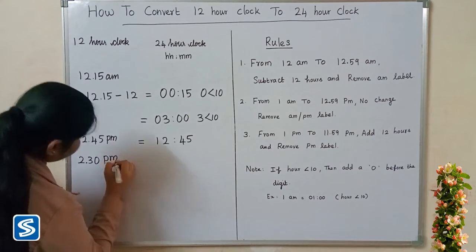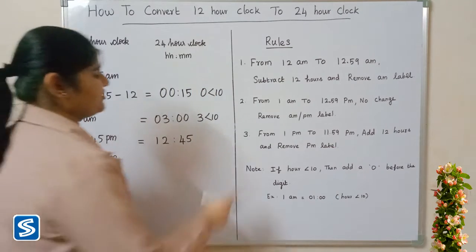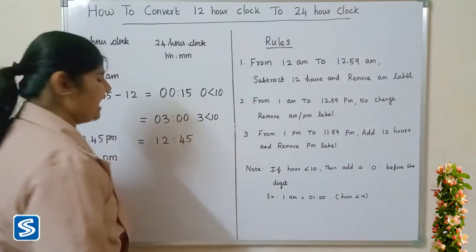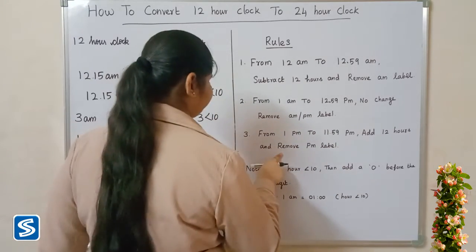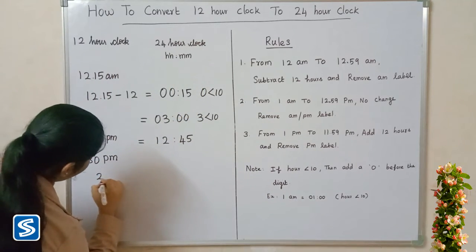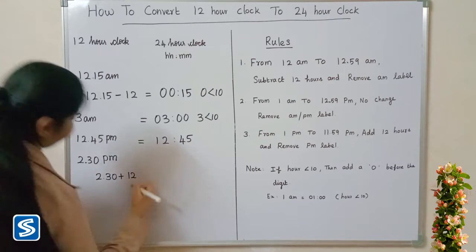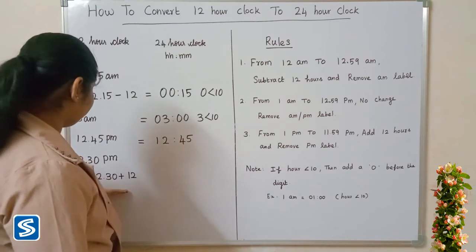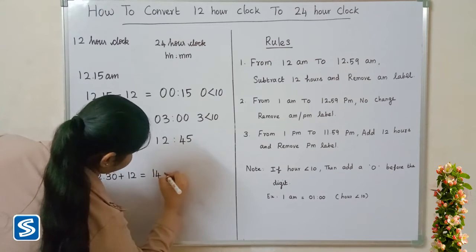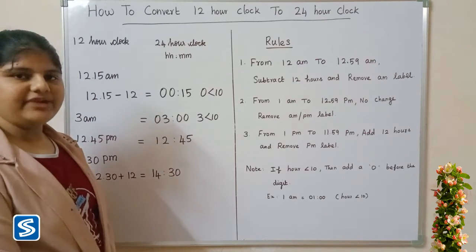2:30 PM. 2:30 PM lies between 1 PM to 11:59 PM. So now we have to use rule number 3. Rule number 3 says that from 1 PM to 11:59 PM, we have to add 12 hours to the given hours and we have to remove PM label. So 2 hours 30 minutes plus 12 hours will be 14 hours 30 minutes. Next we will take one more example.